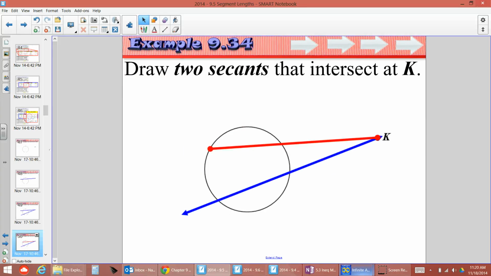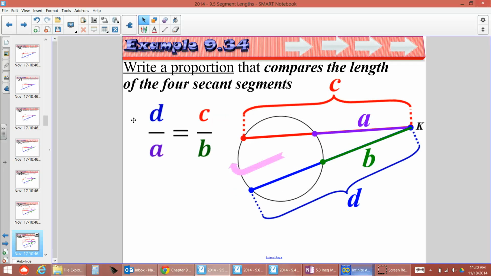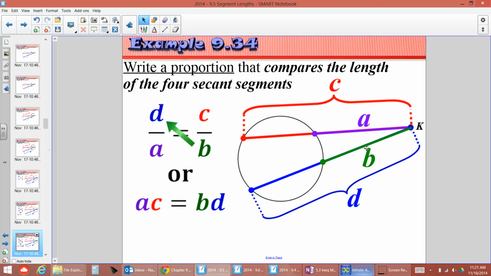The same rule applies. Make sure that when you draw the secants, we're looking for these different relationships, A, B, C, and D. If you take the whole part of one secant and divide it by the portion of the other, and the whole other secant divided by the portion of the other, we end up with D over A and C over B. Then when we cross multiply, we see a very interesting relationship. If we take the secant, C, times the portion of it, A, that's the same thing as B times D. So as long as you stay along the same secant and you're multiplying, you're fine.